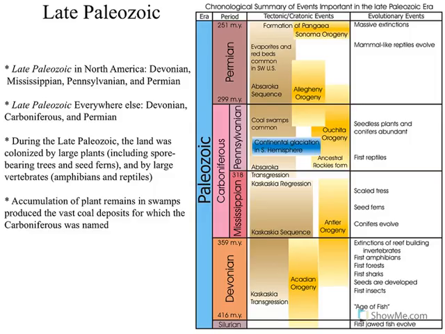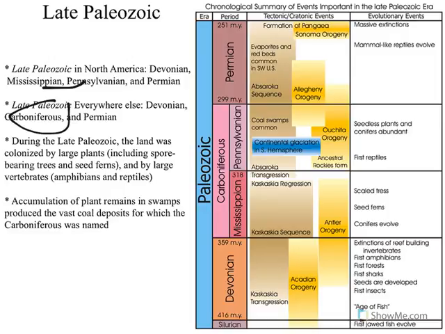So starting with question number 1 on your worksheet. The late Paleozoic consists of 4 time periods, especially in the United States. We have the Devonian, Mississippian, Pennsylvanian, and Permian. Remember, everywhere else, the Pennsylvanian and Mississippian are combined as the Carboniferous. But here we can see a distinct difference between the bottom of the layer and the top of the layer.